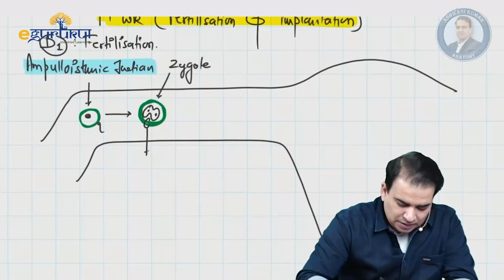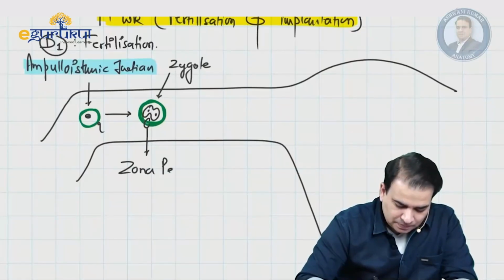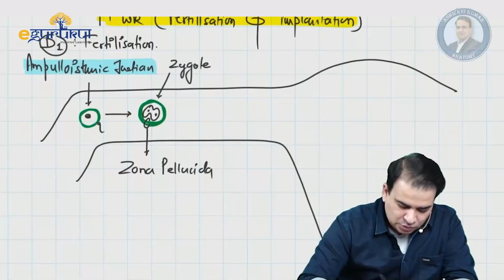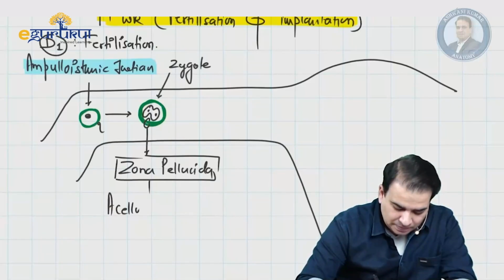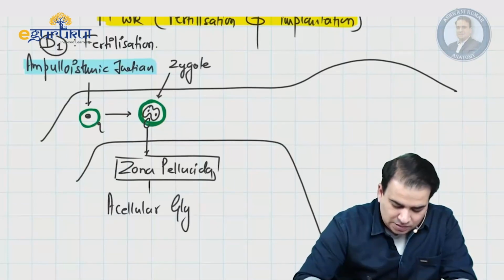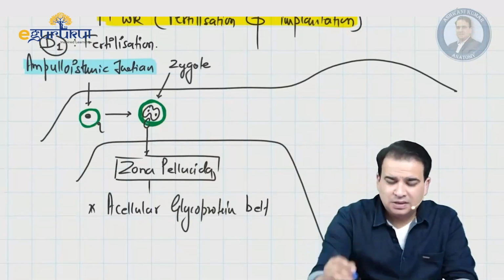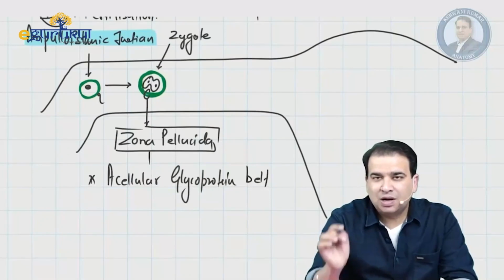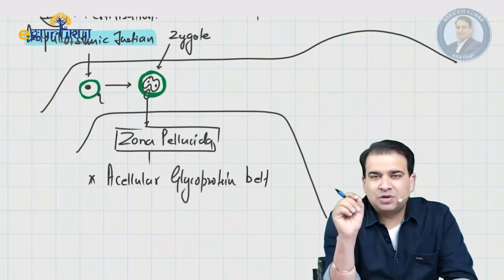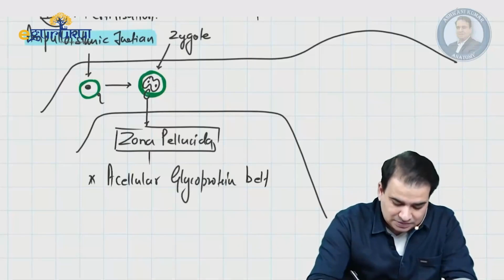And this zygote is covered with a glycoprotein belt called zona pellucida. What is zona pellucida? It is an acellular glycoprotein belt. Structurally, it's a glycoprotein belt which you see around the conceptus. Well, we said acellular. Zona, as we know the word zona, and pellucida is for translucent. So there is a translucent belt which is present around the conceptus.